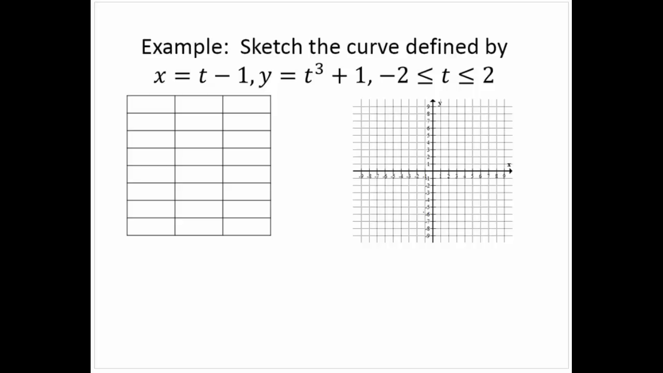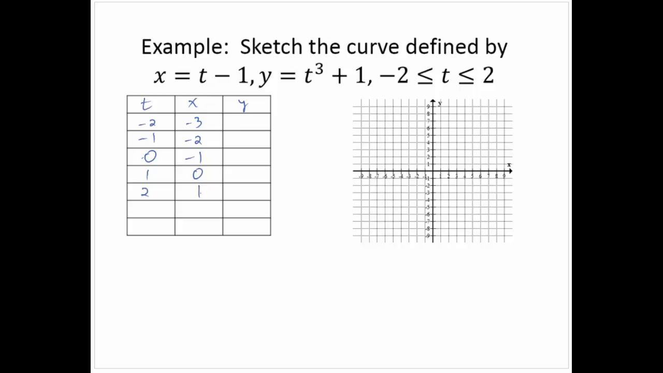We're asked to sketch the curve x equals t minus 1, y equals t cubed plus 1 on the interval negative 2 to 2. So I'll set up my chart with t, x, and y, and I'll just throw in some t values and find the corresponding x and y values. All right, so x is the t parameter subtract 1, so that would give me negative 3, negative 2, negative 1, 0, and 1.